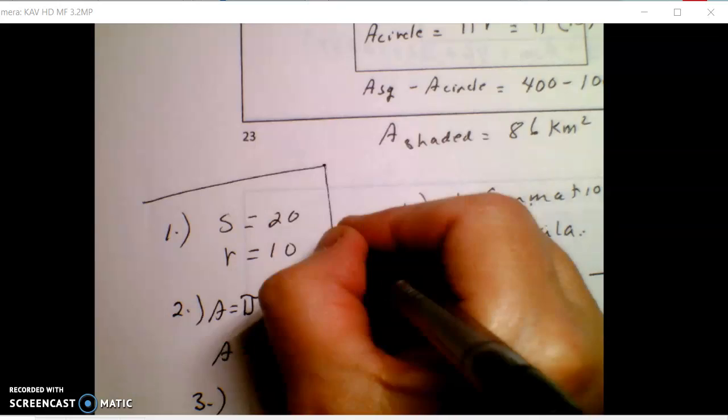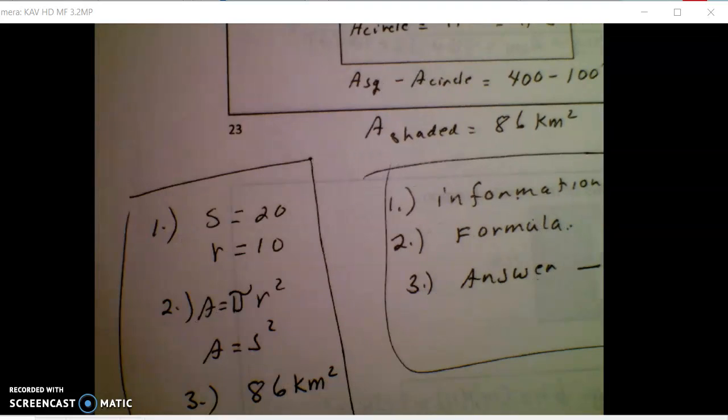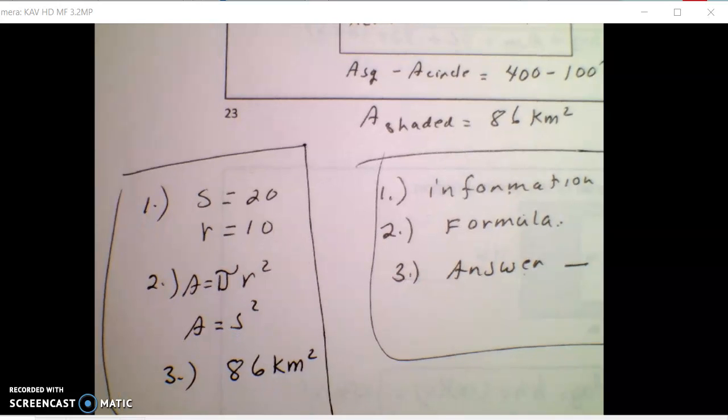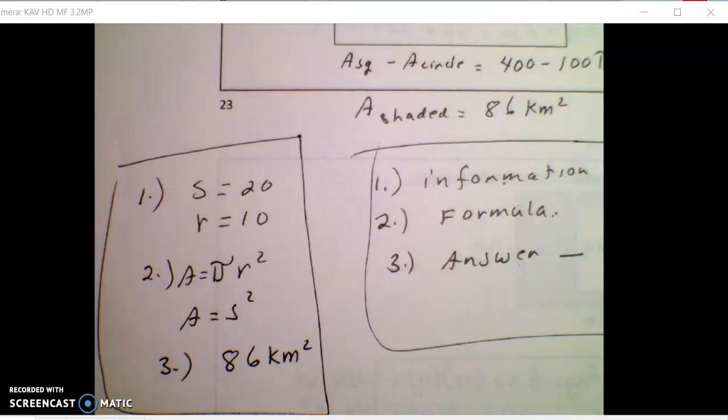So this is what's going inside the box. It's always the same. Information, formula, answer.